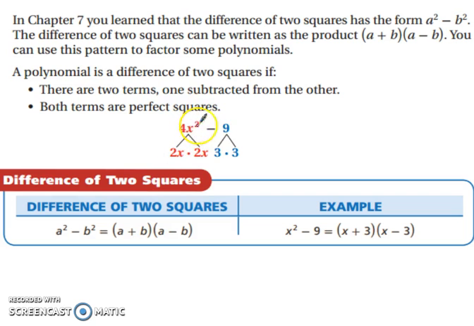Okay, so if we look here, we have 4x squared minus 9. Both of them are perfect squares, and they're being subtracted from one another. This is the only time you can do a difference of two squares. When you write it out, you write it with a plus and a minus, and you take your two base terms. So we have a squared minus b squared, and in this case it would be 2x plus 3 and 2x minus 3. If we look at another example, the square roots would be x and 3. So we'd have x plus 3 and x minus 3. So let's try one.